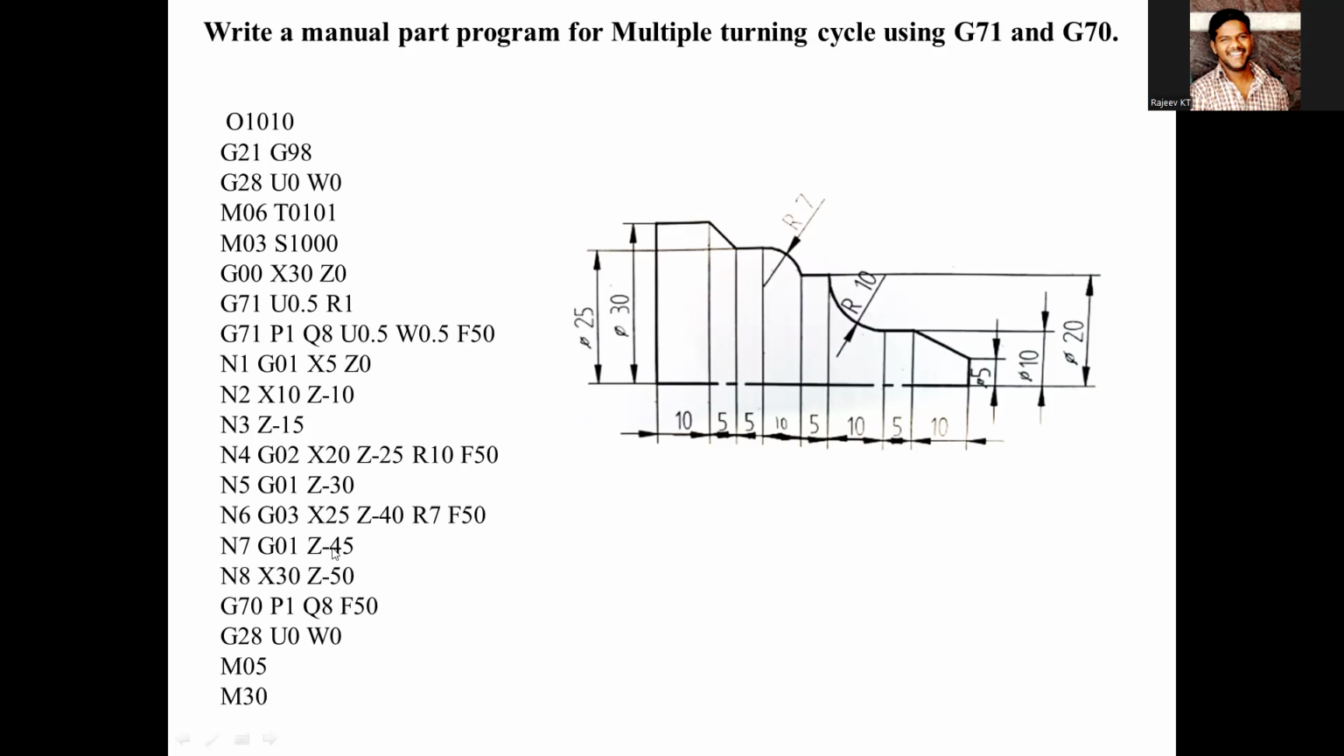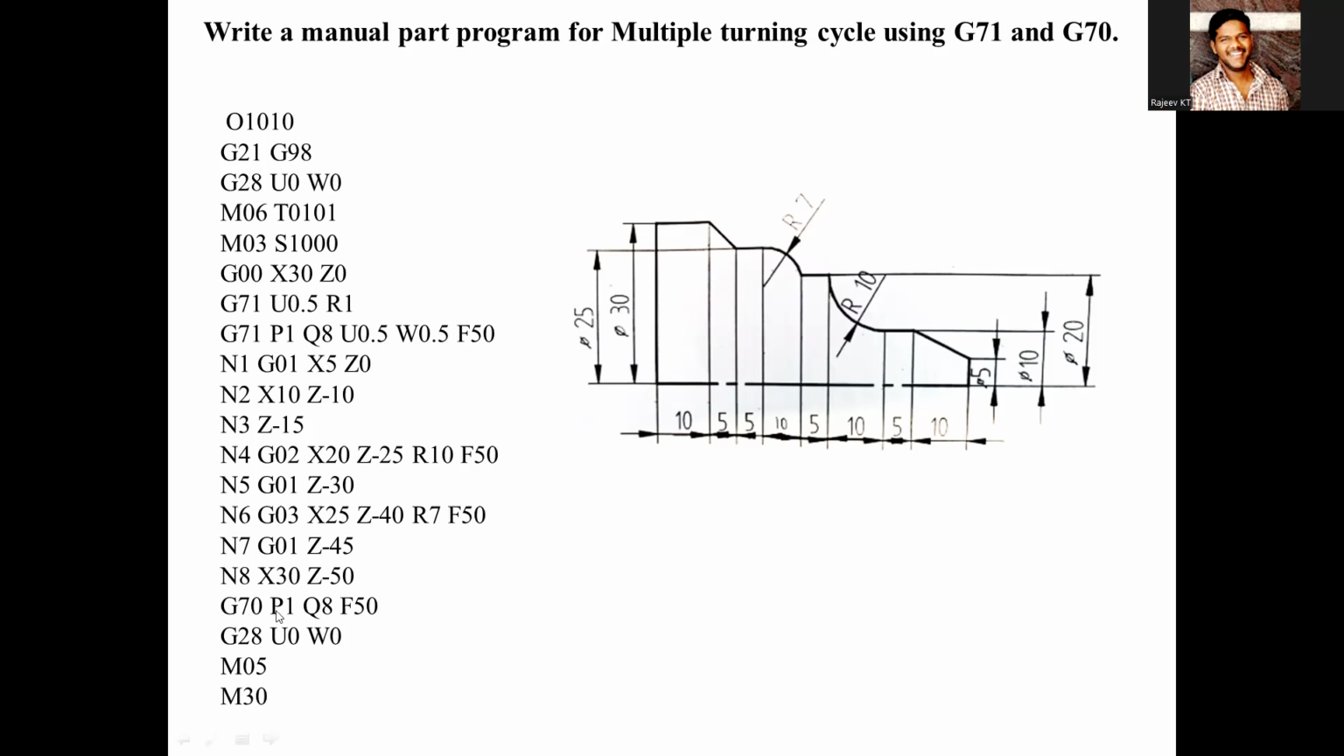Next G01 linear position up to this point, I give the Z value minus 45. Next I have to do the taper here. For a taper, X and Z are given in the same line: X30, Z minus 50. Once I finish here, I go to the finishing cycle.